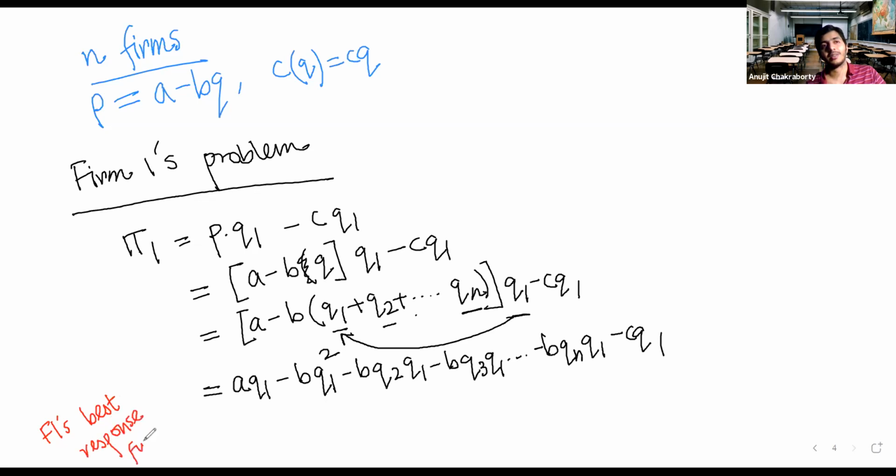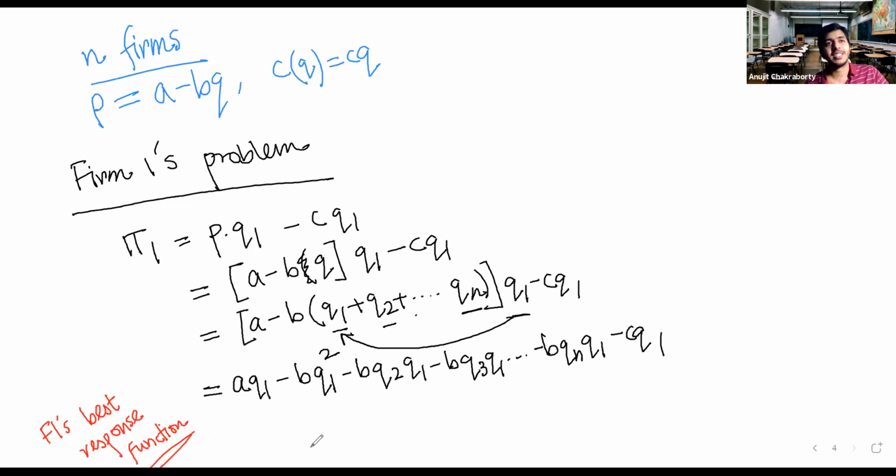Firm one's best response function is going to be something where firm one tries to best respond to everyone else. There's n minus one other firms because there are n firms. If you take out firm one, there are n minus one others. And firm one is trying to best respond to every other firm out there. So that's a complicated problem.